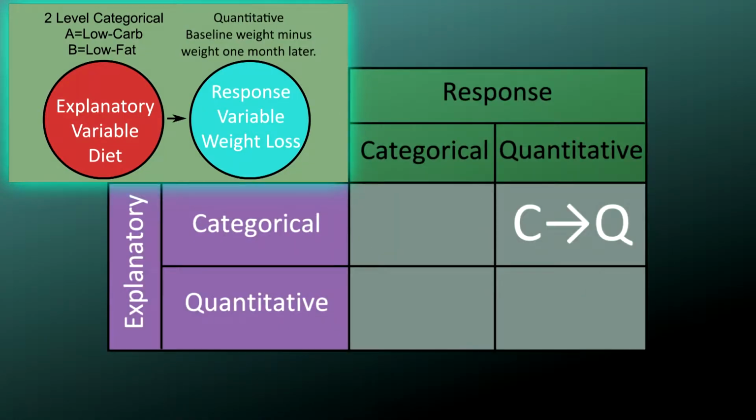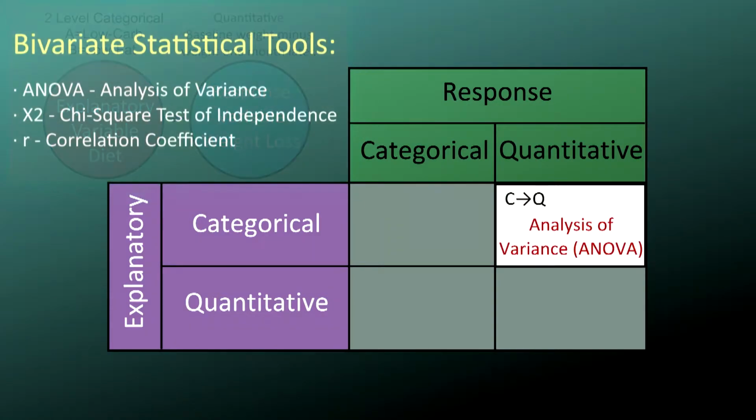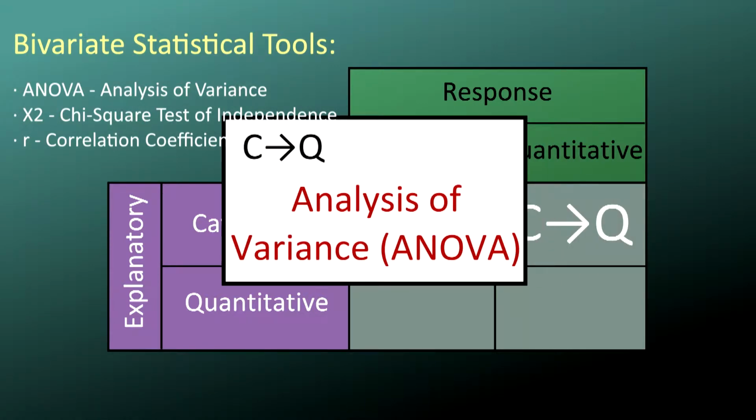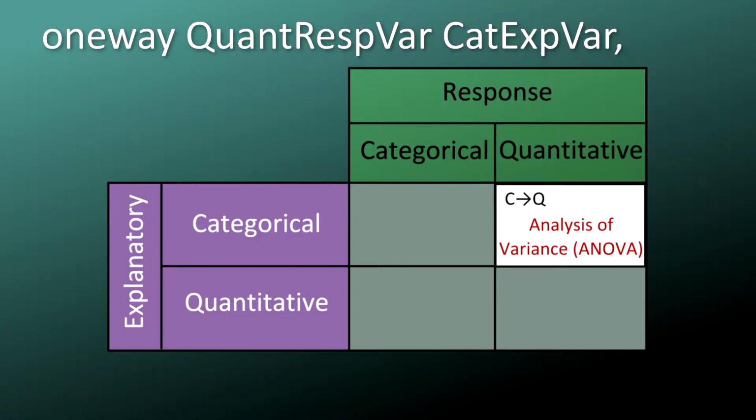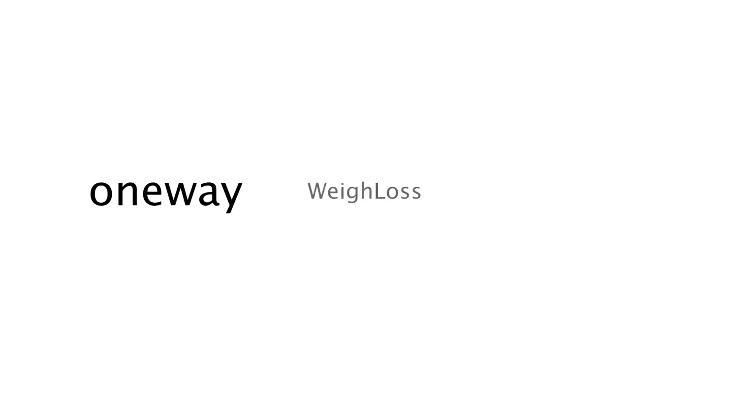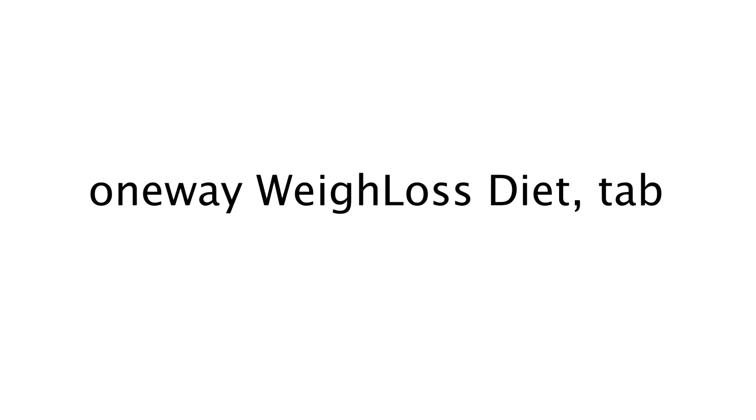Since we have a categorical explanatory variable, diet plan A or B, and a quantitative response variable, that is, weight loss, we will of course need to use analysis of variance to evaluate the association. This model syntax should look familiar to you. One-way, quantitative response variable or dependent variable, categorical explanatory variable or independent variable, comma, tabulate. In our Stata program, the syntax would look like this: one-way, weight loss, diet, comma, tab.